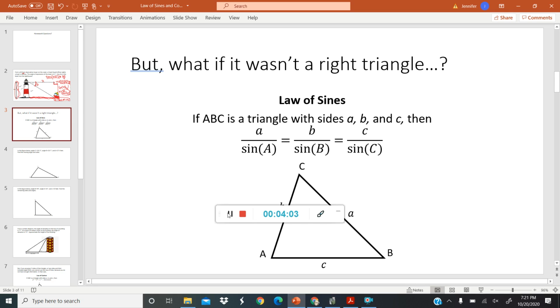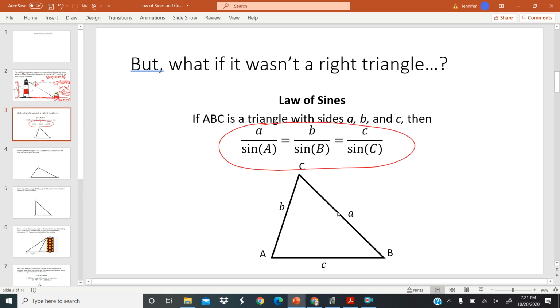So what if it's not a right triangle? And so if it's not, then you can use something called the law of sines. And that's going to help you find missing sides and angles in other triangles that aren't necessarily right triangles. So this is the law of sines, and you don't have to memorize it, even though it's not super difficult to memorize. It's basically just the sides are represented by lowercase letters, and they correspond to the sine of the angle across from it. So angle A is going to correspond to the side across from angle A. Angle B is going to correspond to the side across from angle B, and that's how that's going to work out for all of them.